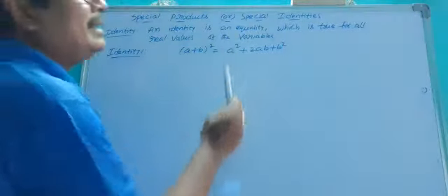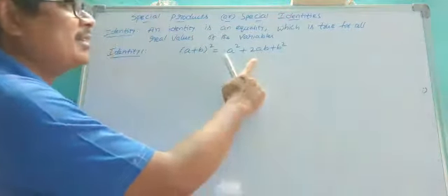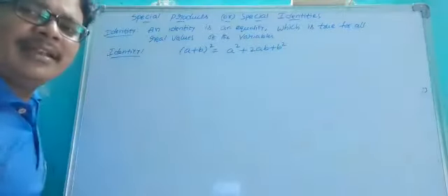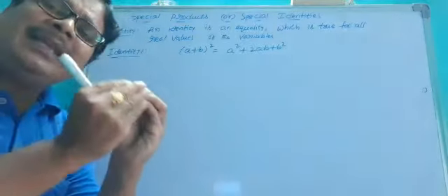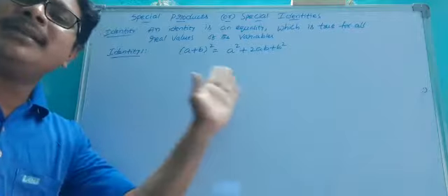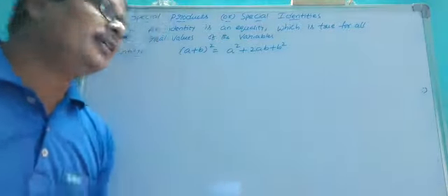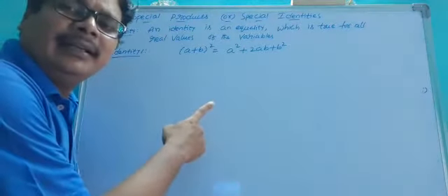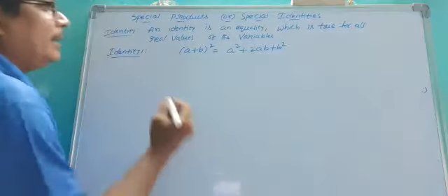So an identity is an equality, that means LHS equals RHS, which is true for all real values of the variables. That means you substitute any real value instead of the variables, you get the same answer on both sides. So identity number one, already you know this identity. Once again I explain it. How to prove this identity?